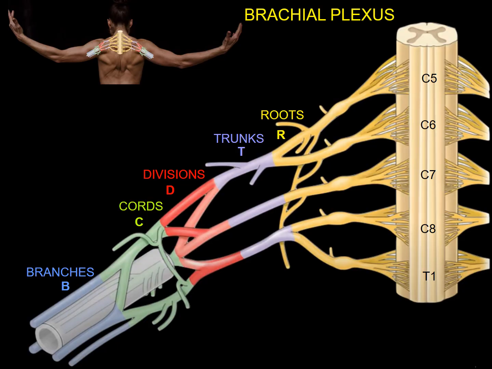The nerve supply to the upper limb is derived from the brachial plexus. The plexus is formed by the anterior branches of the cervical spinal nerves 5th, 6th, 7th, and 8th, and the first thoracic spinal nerve. The brachial plexus consists of four components: roots, trunks, divisions, and cords. The roots and trunks are located in the neck, divisions behind the clavicle, and the cords in the axilla or armpit.